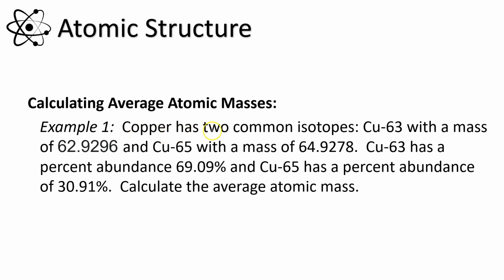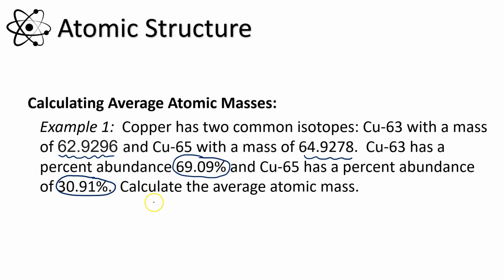This says that copper has 2 common isotopes, copper 63 with a mass of 62.9296, and copper 65 with a mass of 64.9278. So we know what the 2 isotopes are, and we are given their exact masses. It then goes on to say that copper 63 has a percent abundance of 69.09, and copper 65 has a percent abundance of 30.91.